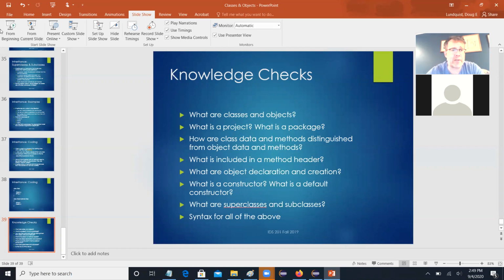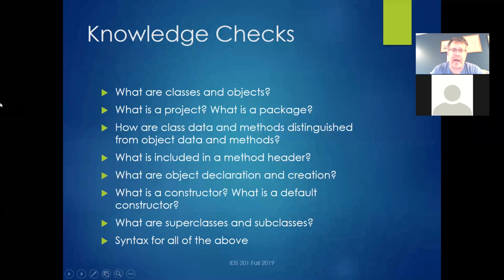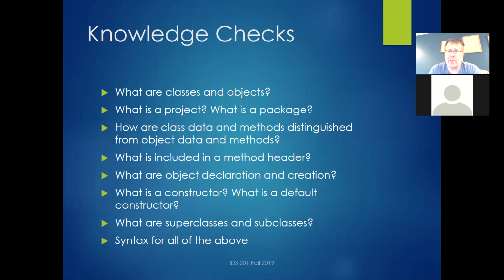What are classes and objects? What is a project? What's a package? How are class data and methods distinguished from object data and methods? Hint, it's the magic word static. What's included in a method header? You have the three things: the return type, the method name, and the parentheses containing the list of parameters the method accepts. Know the difference between object declaration and creation, what they do, what they're for, what's a constructor, what's a default constructor? How is the default constructor different from non-default constructors? What are superclasses and subclasses? And for any of those things, know the syntax. Okay, that's about where you should be at this point.